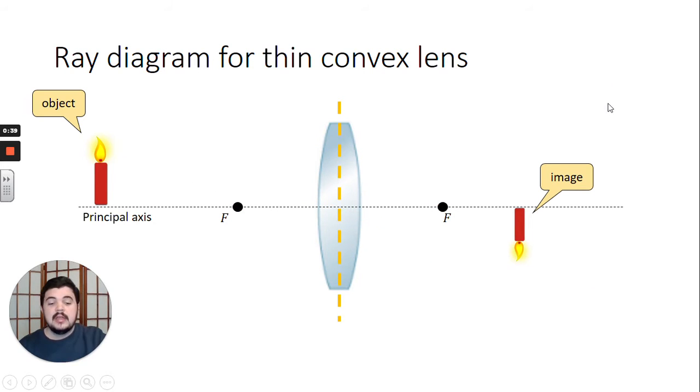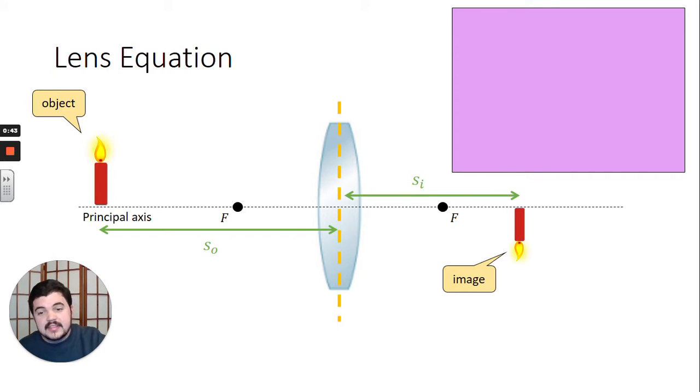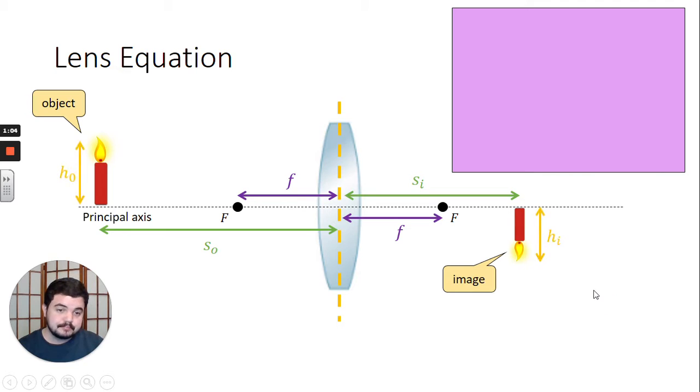Now, we want to look at equations. So we need to define some things. Object distance here is SO, that's the distance from the object to the thin lens. SI is the image distance, that's the distance from the candle to the thin lens. Lowercase f is the focal length, which is the distance from the focal point to the lens. Object height HO is here, image height HI is there.